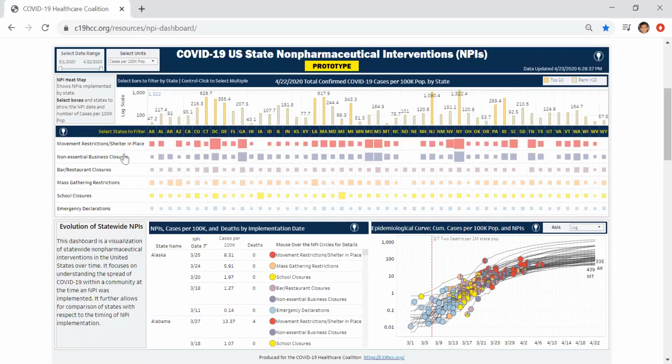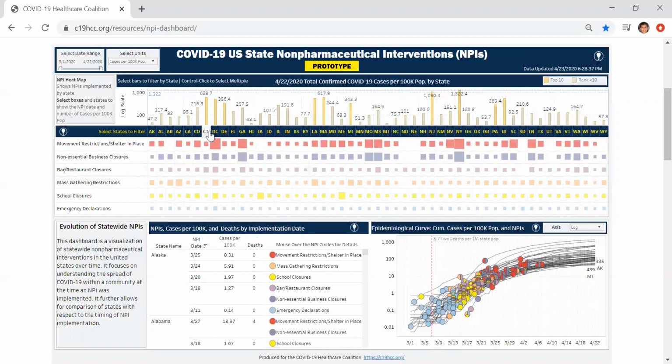The heat map below indicates which states have implemented NPIs by placing a square within the cells. The size of each square corresponds to the severity of the outbreak within that state at the time the NPI was implemented. We can also easily see which states have made the decision not to implement particular NPIs.